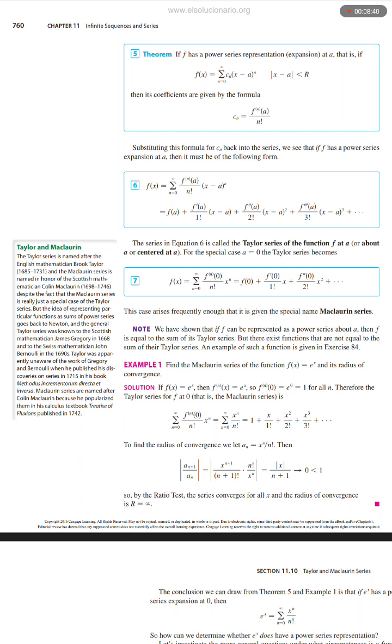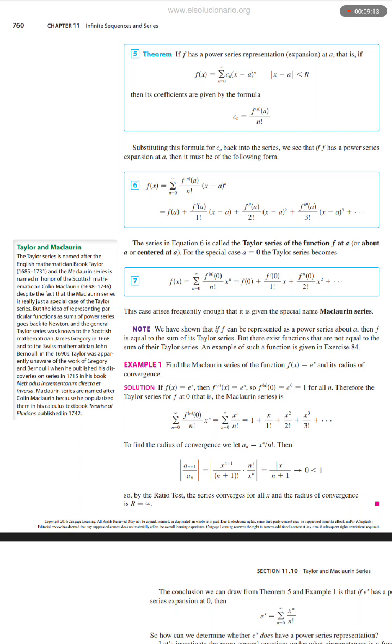Taylor was apparently unaware of the work of Gregory and Bernoulli when he published his discoveries on series in 1715 in his book Methodus Incrementorum Directa et Inversa. Maclaurin series are named after Colin Maclaurin because he popularized them in his calculus textbook Treatise of Fluxions, published in 1742. Back to the text.